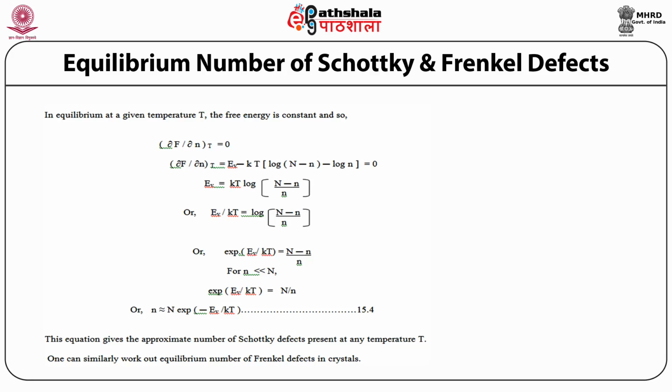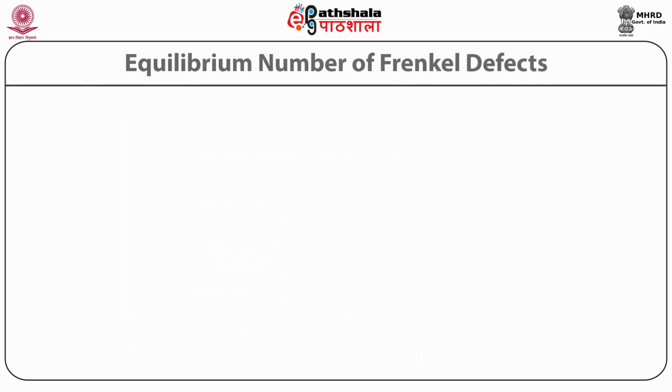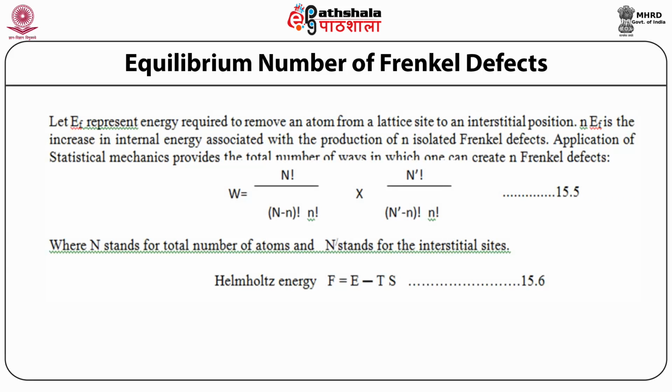One can similarly work out the equilibrium number of Frenkel defects in crystals. Let EF represent the energy required to remove an atom from a lattice site to an interstitial position. nEF is the increase in internal energy associated with the production of small n isolated Frenkel defects.